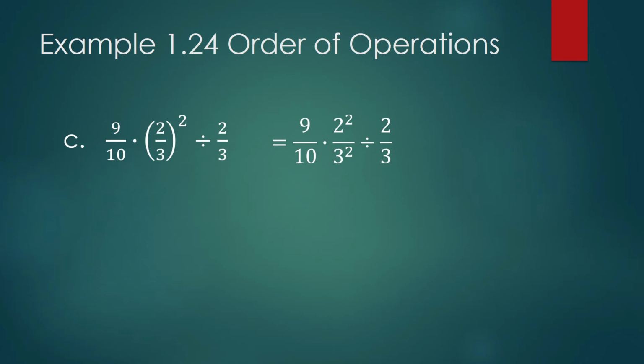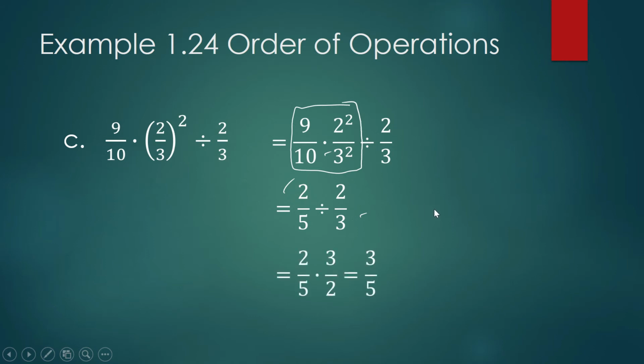So that is equal to this, 9/10 times 2 squared over 3 squared divided by 2/3. So PEMDAS. This whole thing is what we must do first. PEMDAS, multiplication before division. Multiplication first because this is the operation that appears first from the left. That one is equal to this, 2 over 5. And then we shall divide it by 2/3. 2 over 5 divided by 2/3 is the same as 2 over 5 times 3 over 2. 2 divided by 2 is 1, and so we are left with 3 over 5.